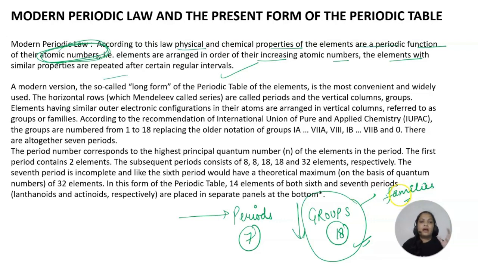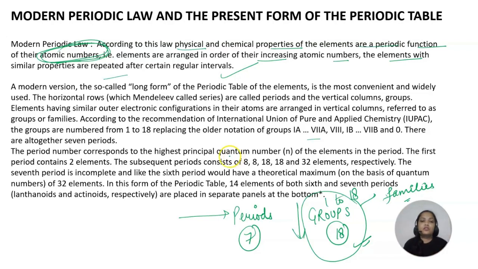All right. And according to IUPAC, earlier 1A, 1B, 2A, 2B were used, but now the group numbers are used as 1 to 18. We are not using Roman numbers now. Okay. And what about the period number?